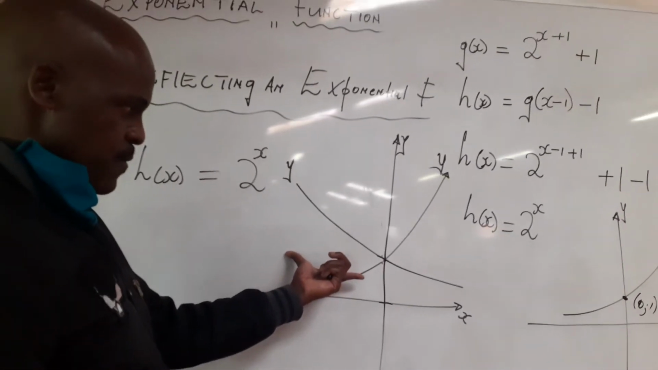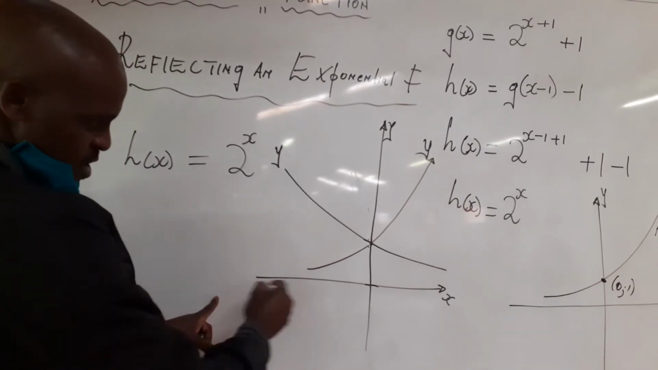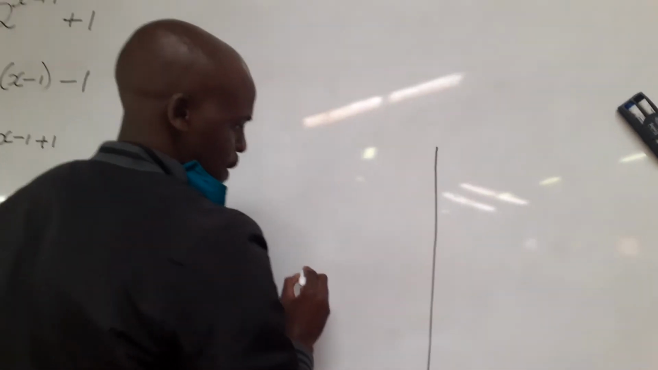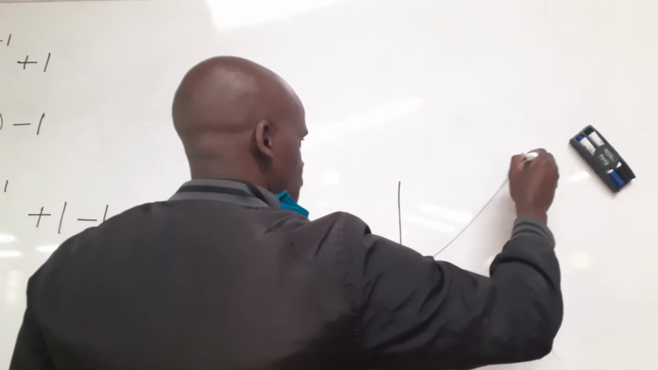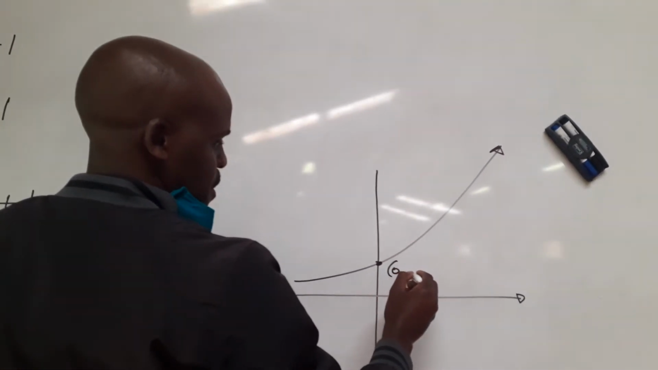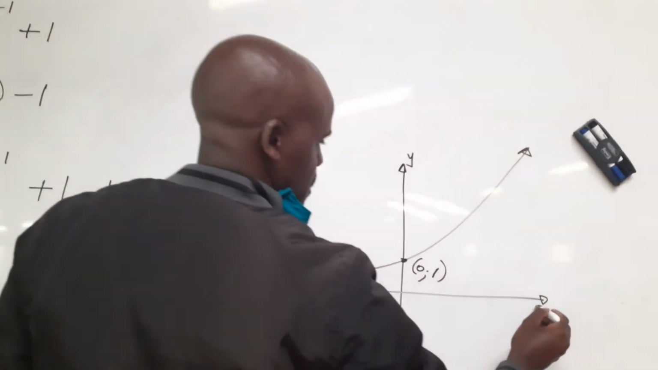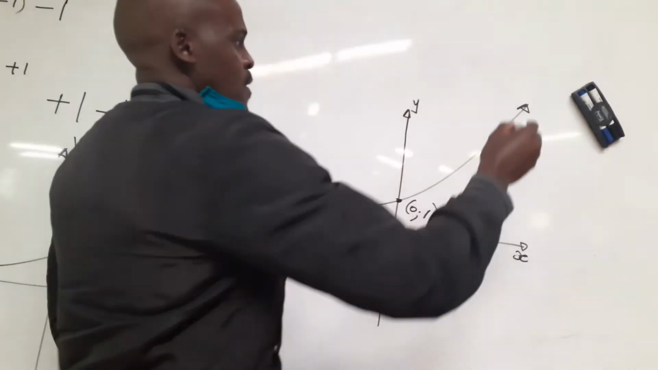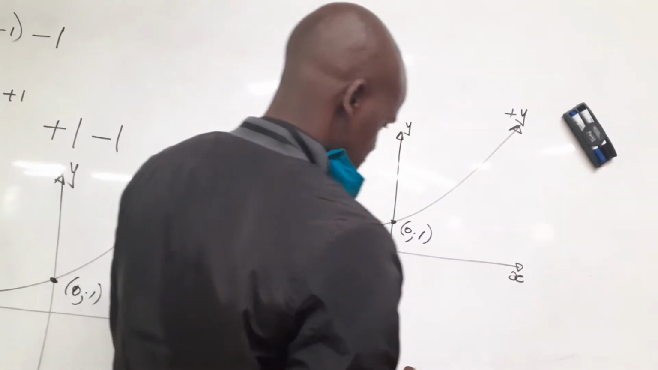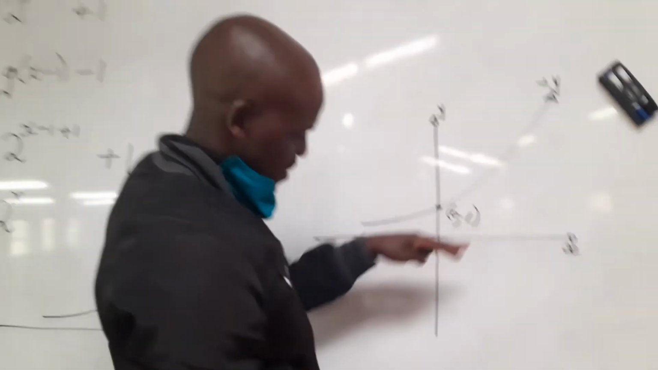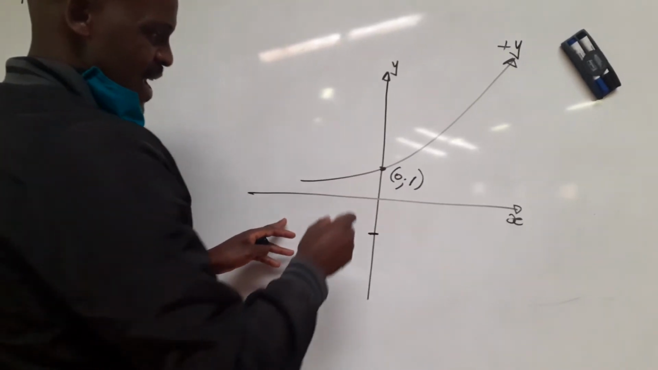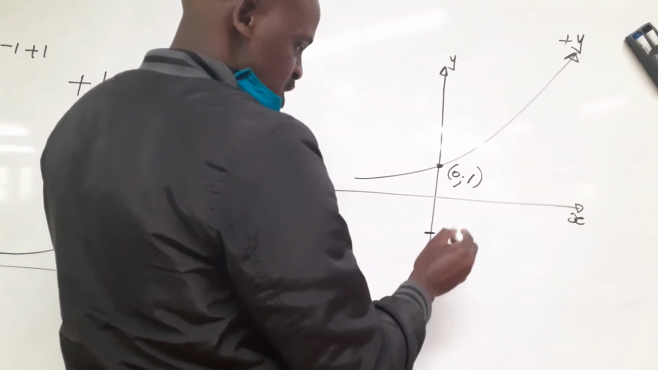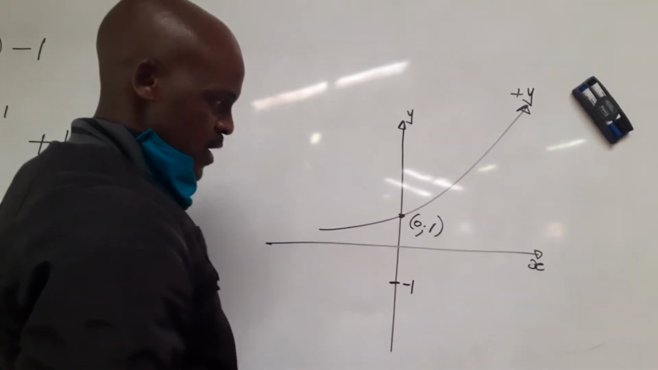If you are to reflect this about the x-axis, we've got 0 is to 1 here. Remember, we multiply, since we are reflecting about the x-axis. Y is positive here, so once you reflect, you go to the negative values. We multiply any value of y by negative, which means the y-intercept will change to be 0 is to negative 1.